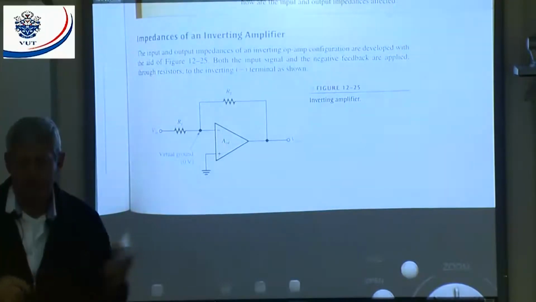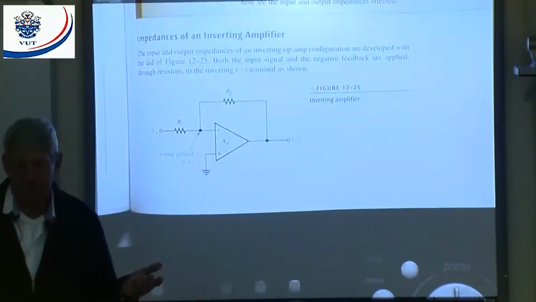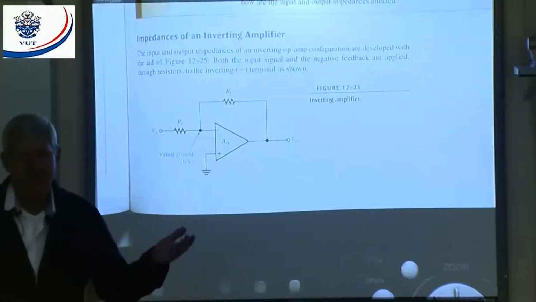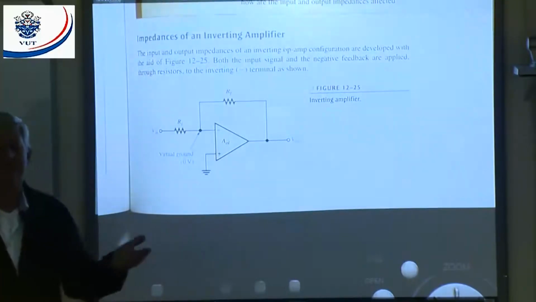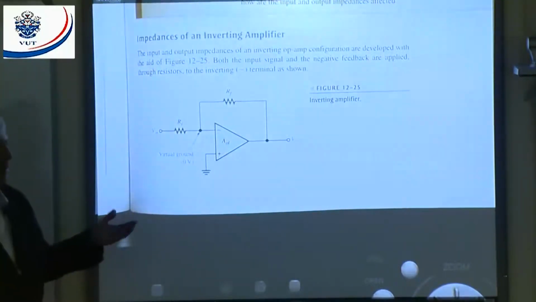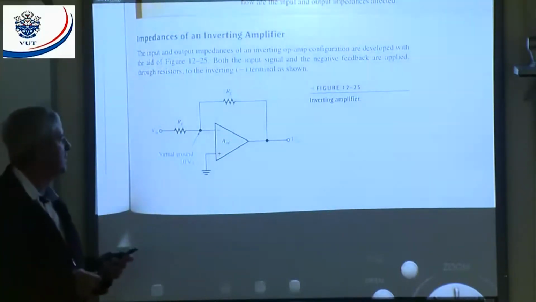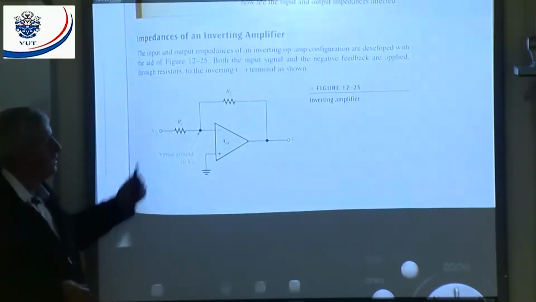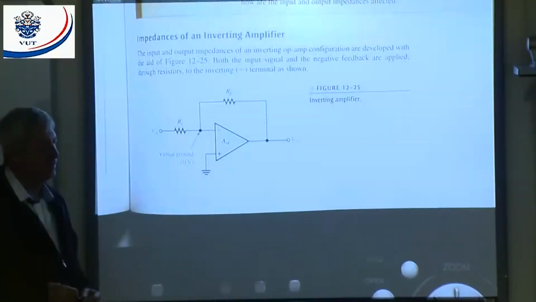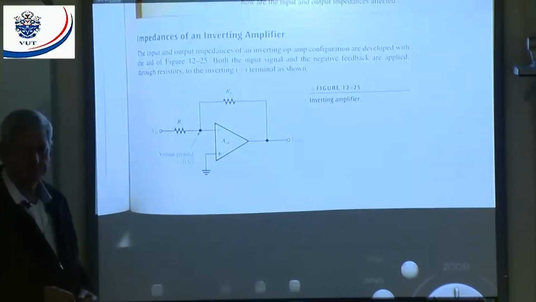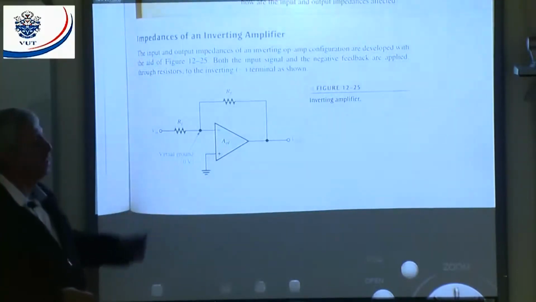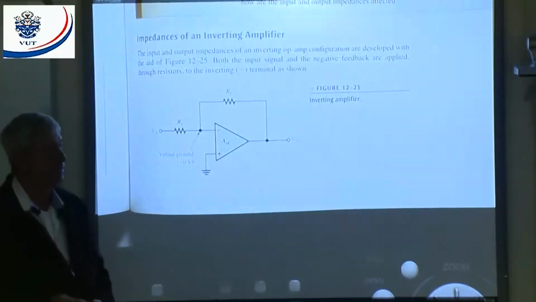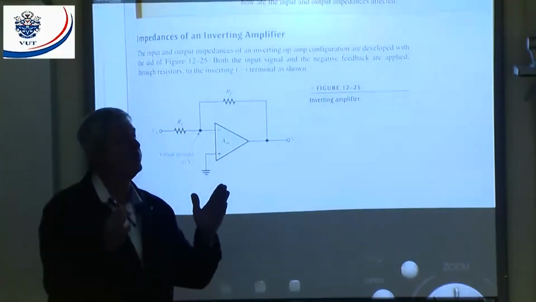Here's an example on the inverting amplifier. Not the non-inverting, the inverting amplifier. Example 12.7. Find the values of input and output impedances in figure 12.27. Also determine the closed loop voltage gain. The op amp has the following parameters. The open loop gain 50,000. Z in is equal to 4 meg ohms. And Z out is equal to 50 ohms.